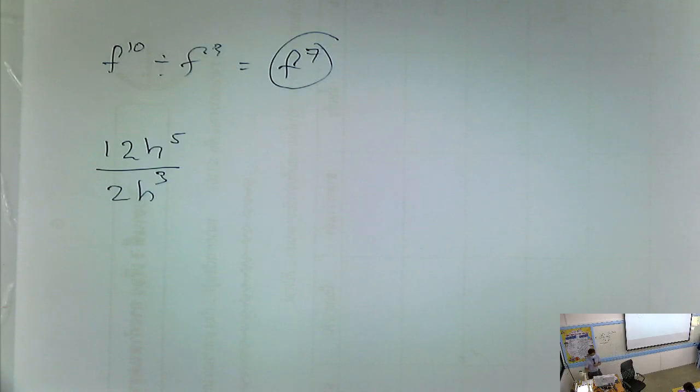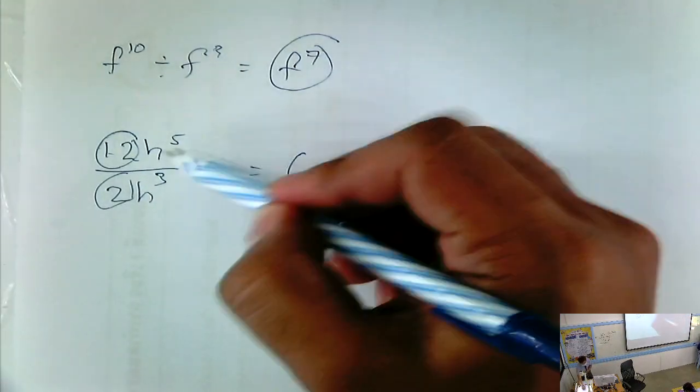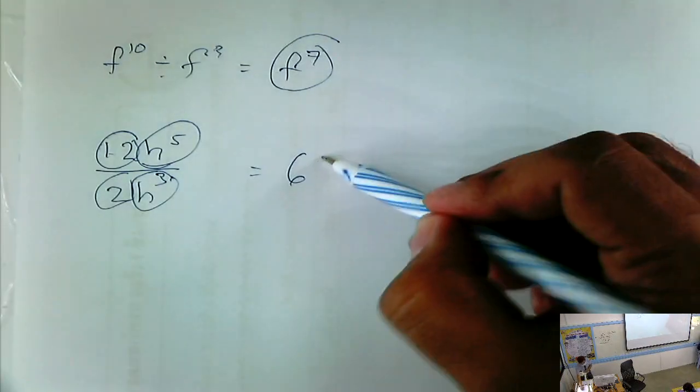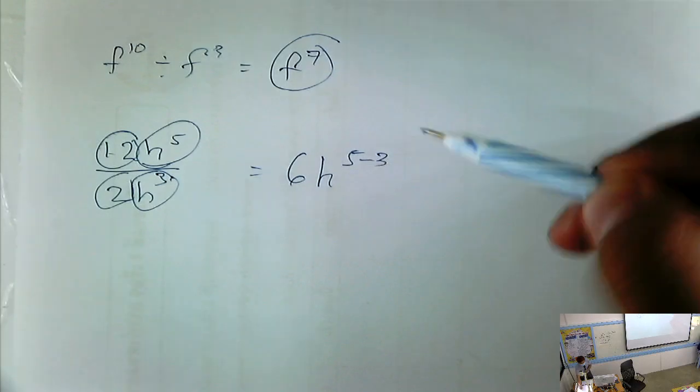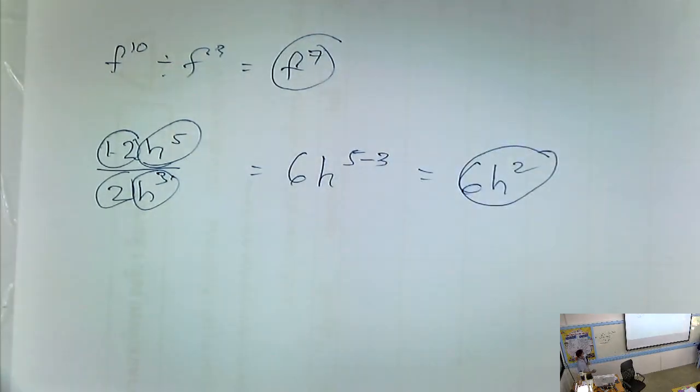Very good. So that would be 12 divided by 2, that is 6. h to the power of 5 divided by h to the power of 3, that is h to the power of 5 minus 3, which is equal to 6h to the power of 2.